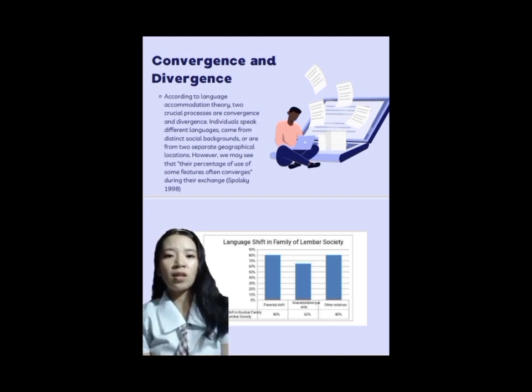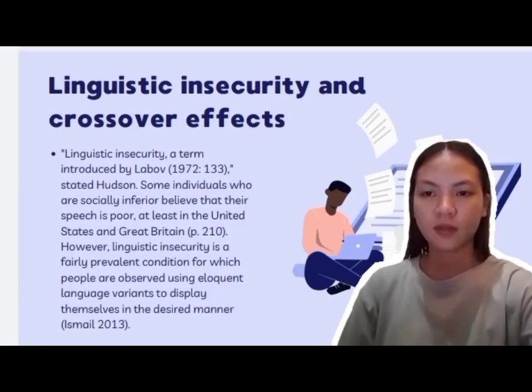So according to language accommodation theory, two crucial processes are convergence and divergence. Individuals speak different languages, come from distinct social backgrounds, or are from two separate geographical locations. However, we may see that their percentage of use of some features often converges during their exchange, by Spolsky 1998.